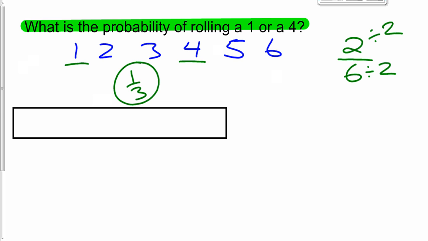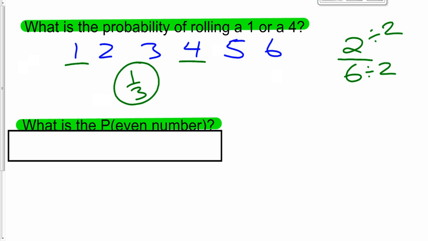And some people do convert that into a percent. You can do that. So 33 1/3%. Look at it that way too if you want. All right.